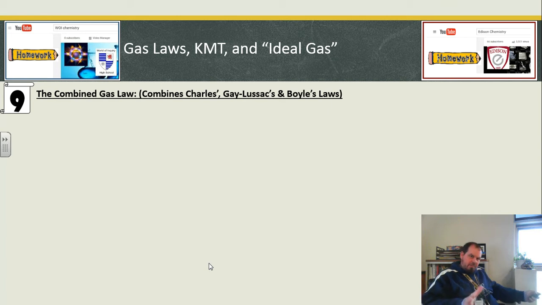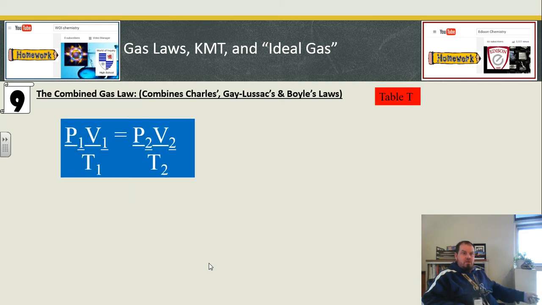Anyways, I'm going to take these laws that I'm not going to teach you separately anymore and just put them into one big law, in table T. It's going to look like this: P1 V1 over T1 equals P2 V2 over T2. The P and the V are multiplied. It's pressure 1, volume 1, temperature 1, that is initial conditions, equals pressure 2, volume 2, temperature 2, final conditions. Six variables. You're going to get five of them in every problem, and you've got to plug and chug. Remember, 1 is always the initial and 2 is always the final.